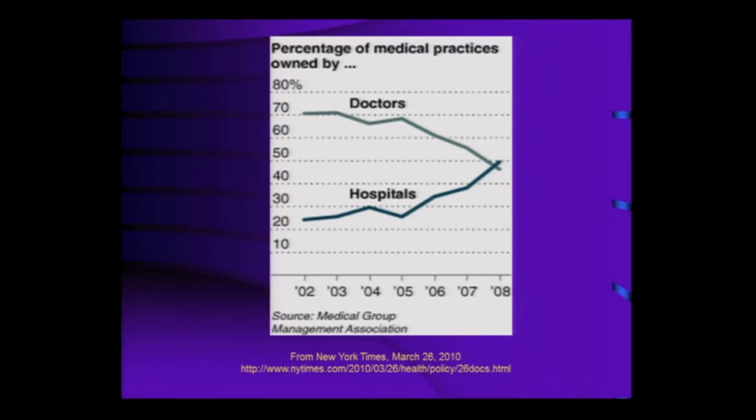So this data goes back to 2008. These lines continue to diverge when you look at further care. This is a line of medical practices owned by doctors or hospitals. And back in 2008, we crossed a line where now most medical practices are owned by hospitals, not by doctors. And like I said, they're just diverging. The further data just show them, they keep going.